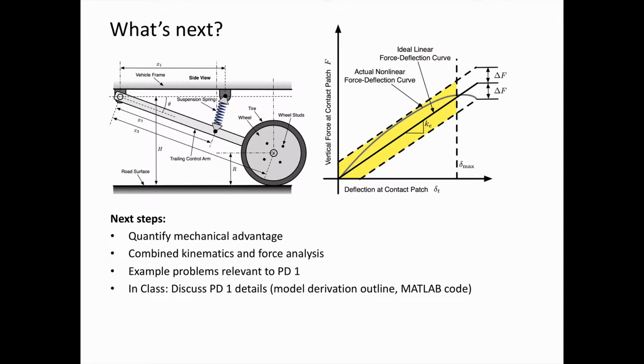What are the next steps? We're going to next quantify mechanical advantage. We're going to look at combined kinematics and force analysis. We're going through several example problems that are relevant to Project Deliverable number 1. And then after this video in class, we're going to discuss the details of Project Deliverable 1. This is going to include going through an outline for how to derive the force deflection model, and also going through a MATLAB code framework that you're going to use in this deliverable.